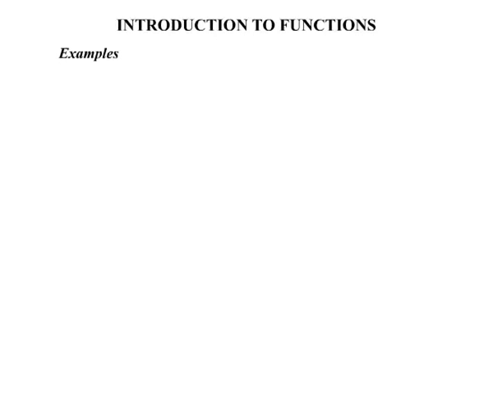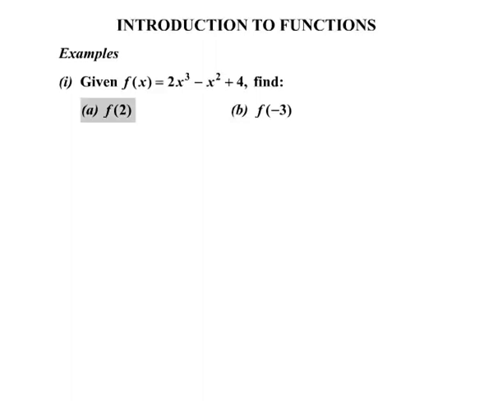Now let's look at some notation for functions. We're given that f of x, that's how you say it, so it's a function in terms of x, is equal to 2x cubed minus x squared plus 4. We're asked to find two things, f of 2 and f of negative 3. Now f of 2 firstly. Let's just write our original function down. Now f of 2 simply means to replace the x with a value of 2.